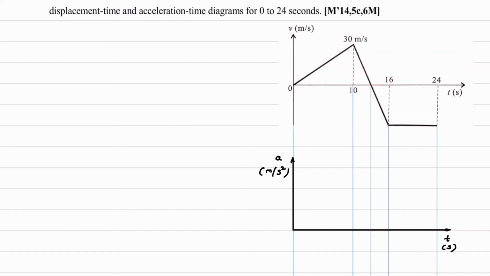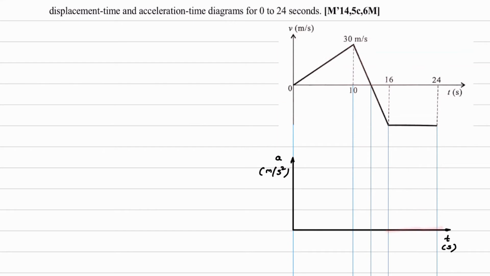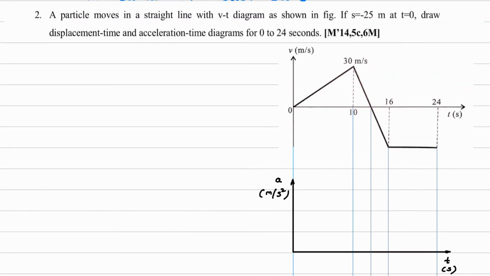Next, if you see this part, velocity is constant. So what will acceleration be? Acceleration is dV by dt, which is the slope. Here the line is horizontal, so the slope is 0. If the slope is 0, acceleration is 0. So this part will have 0 acceleration. Now we'll start with the calculation.